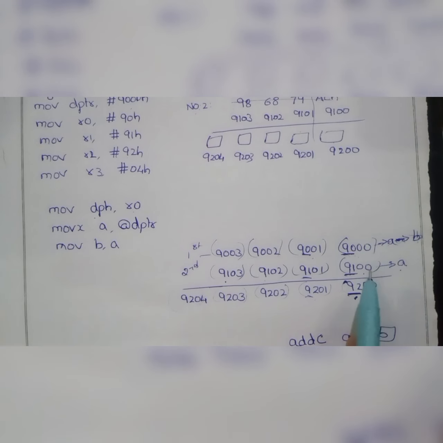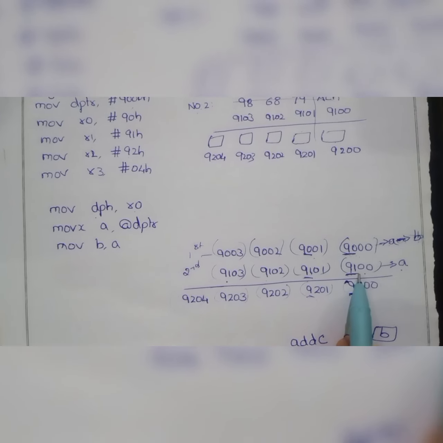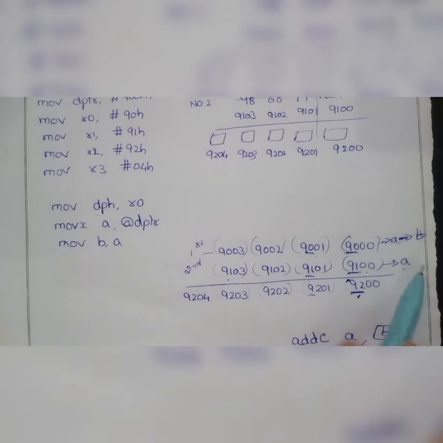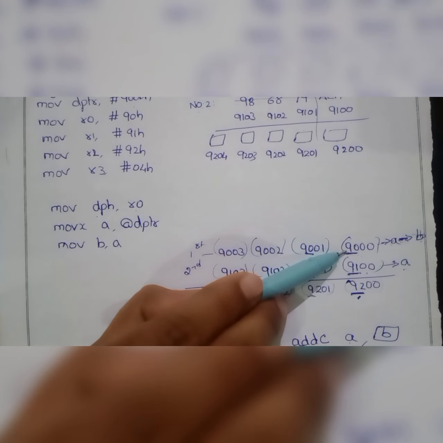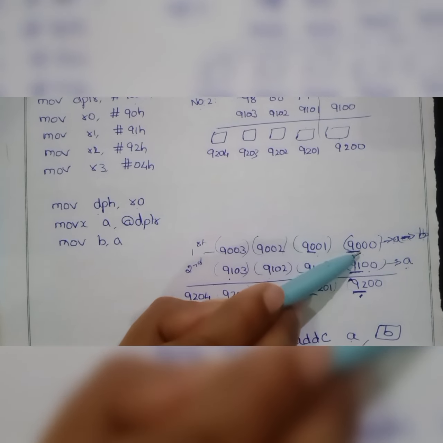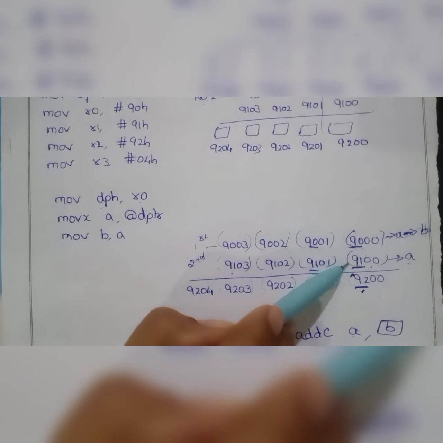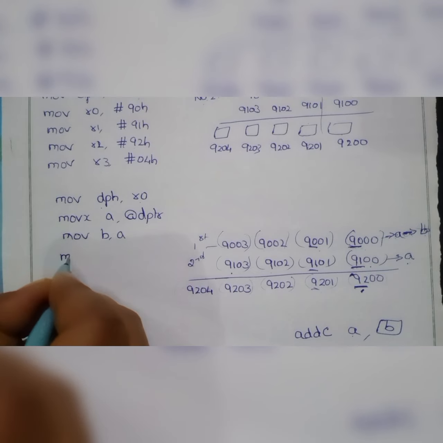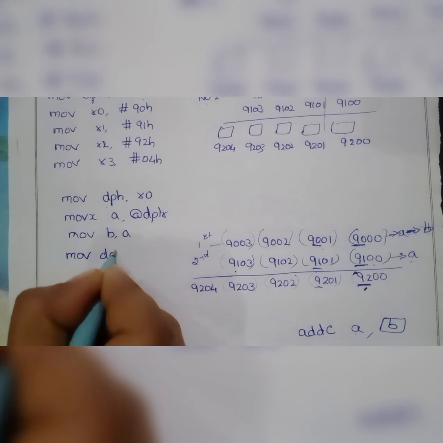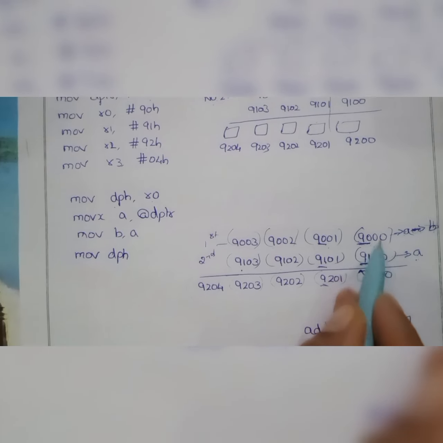Now what I have to do? The data present in 9100 should be copied to the register A. But the DPTR is pointing here. What should I do now? Instead of 90, I have to make the DPTR or DPH 91 so that the DPTR will be 9100. So what shall we do? MOV DPH. Only DPH if I change, this will be retained the same.